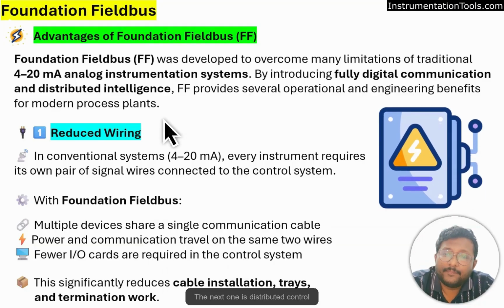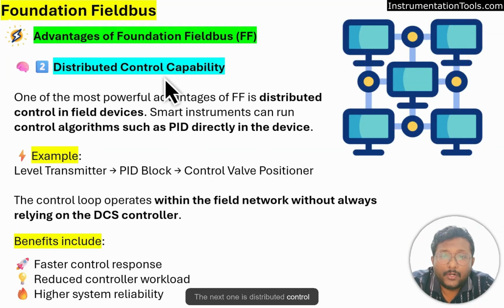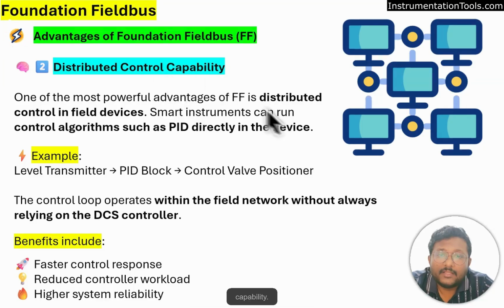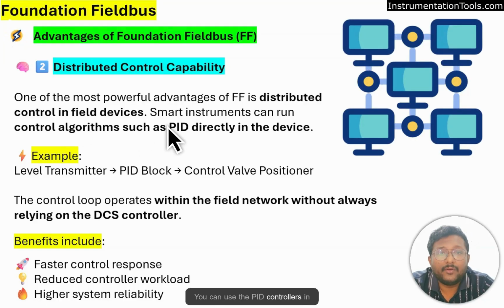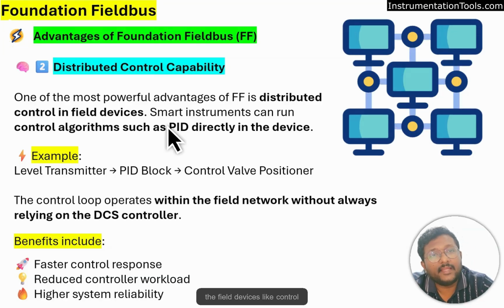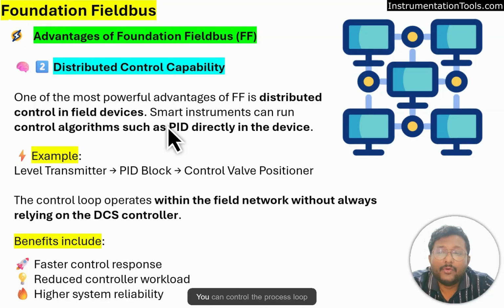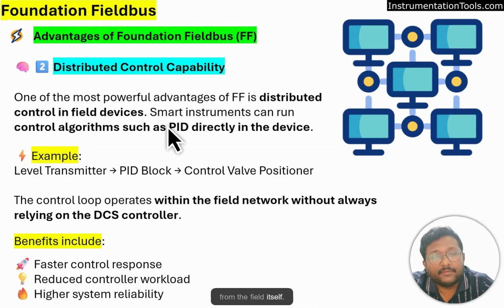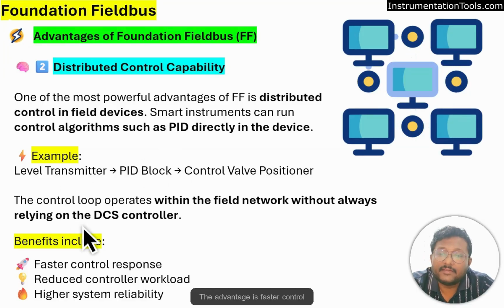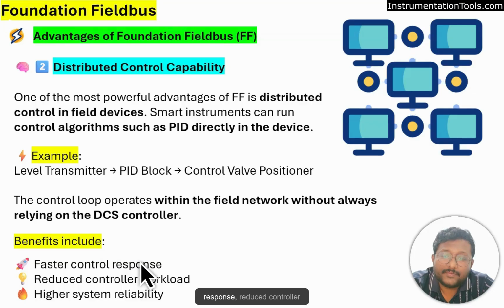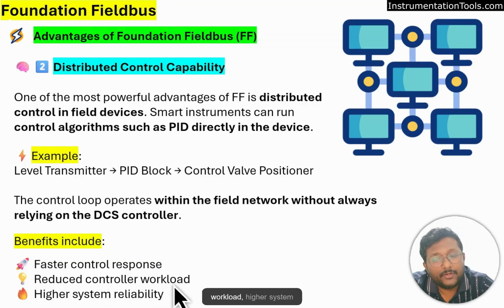The next one is distributed control capability. This is nothing but control in field devices. You can use the PID controllers in the field devices like control valves. You can control the process loop from the field itself. The advantage is faster control response, reduced controller workload, and higher system reliability.